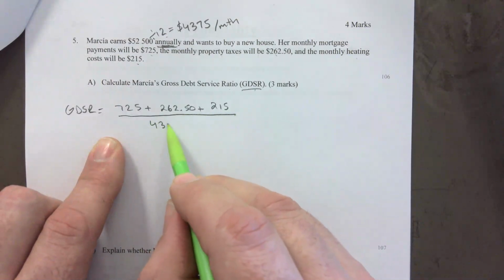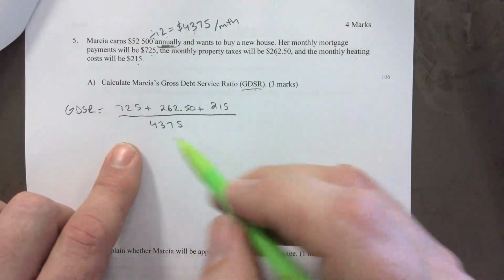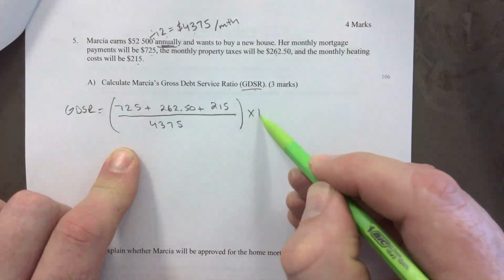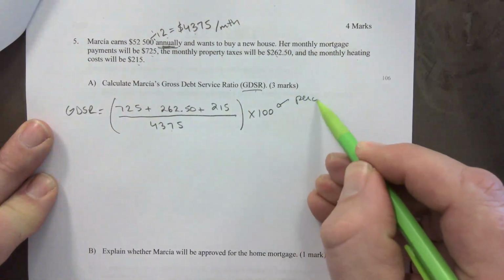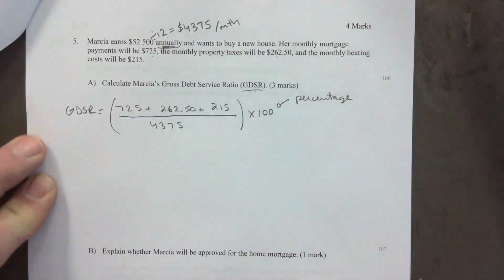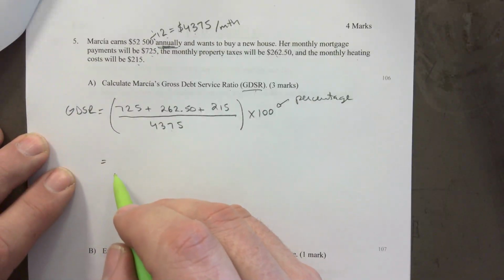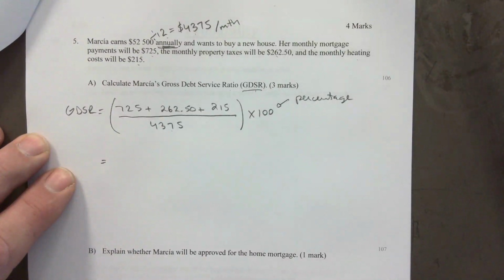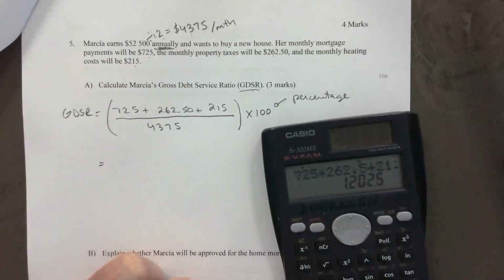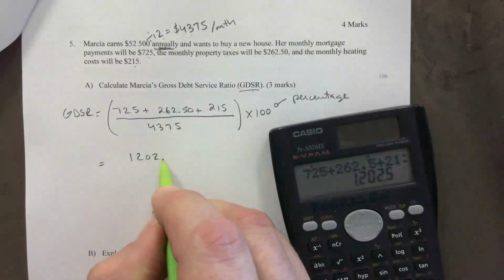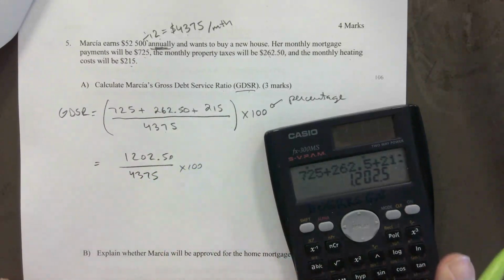Divided by 4375, right? That income goes down here. And technically, because it doesn't say anything, you can multiply by 100 if you want. Okay? Percentage. So if you do the top, $1202.50 divided by 4375 times 100.